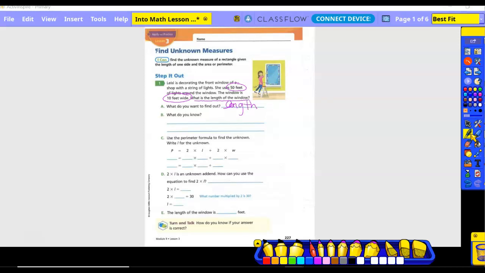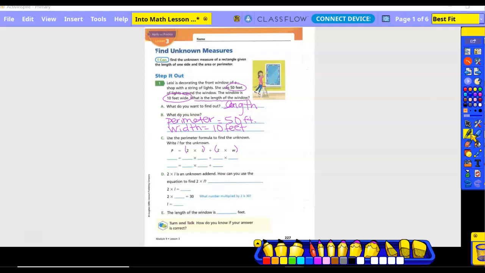Yeah. What do you know? So we know the perimeter, which is 50 feet, and we know the width, which is 10 feet. Okay, and then of course we're going to use formulas, either formulas for perimeter or formulas for area. They were nice enough and already set this up for us. So these things would go together though, and these things would go together. So what is our perimeter? So let's plug in our numbers into our equation.